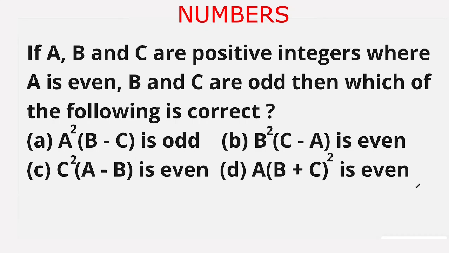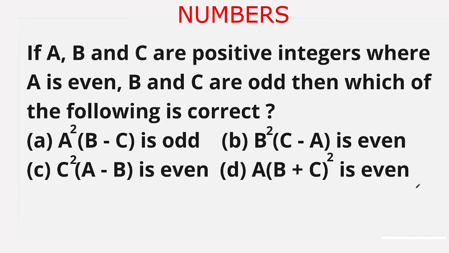Now we understand this question. A is even and B and C are odd. It means that the sum of B and C is even, because two odd numbers make an even number. The sum of two odd numbers makes an even number. Similarly, the difference of two odd numbers makes an even number.